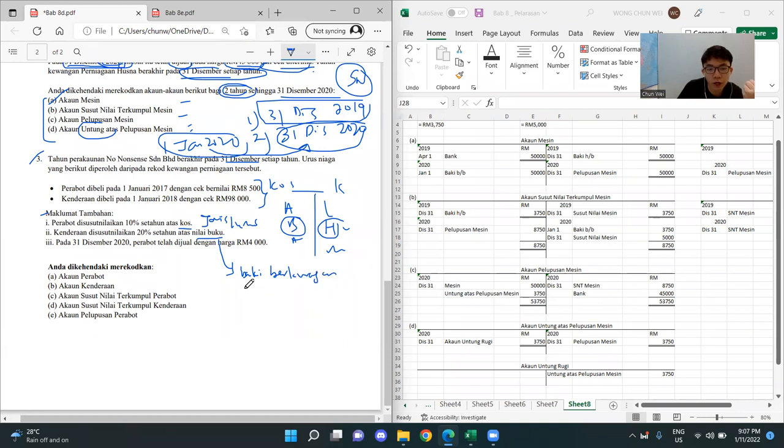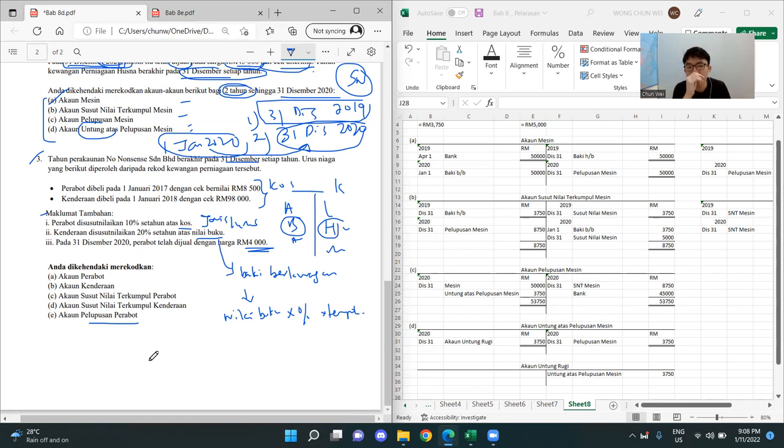So if it's baki berkurangan, we will be using nilai buku. That's why dia cakap atas nilai buku, because we're using nilai buku times the percentage. Then if there is tempoh, we times tempoh. Alright, then the term will be pada 31st December 2020. Perabot telah dijual dengan harga 4,000. Okay, cool. So now, anda dikehendaki merekodkan akaun perabot, akaun kenderaan, susut nilai terkumpul perabot, susut nilai terkumpul kenderaan, and E, akaun pelupusan perabot. Alright.